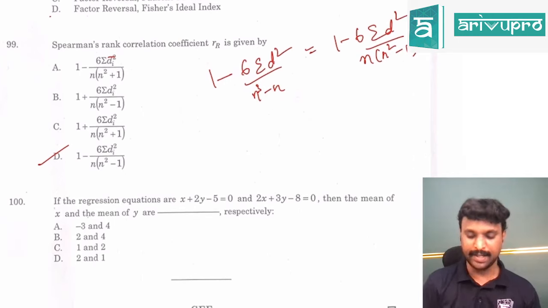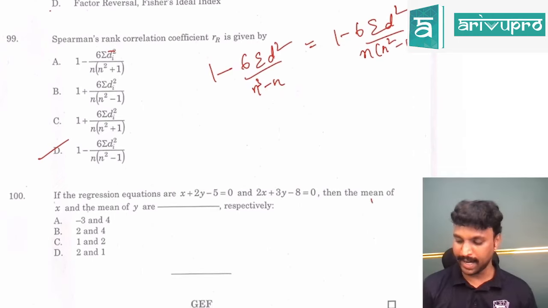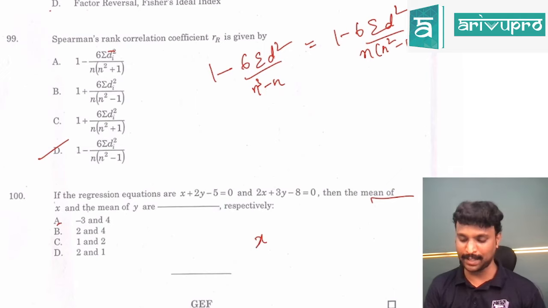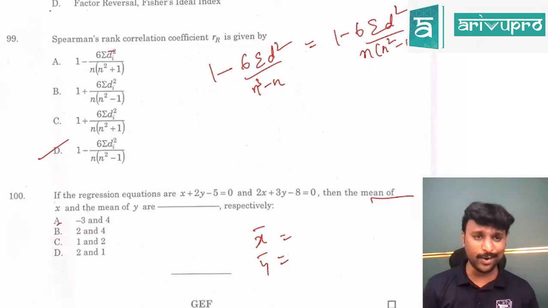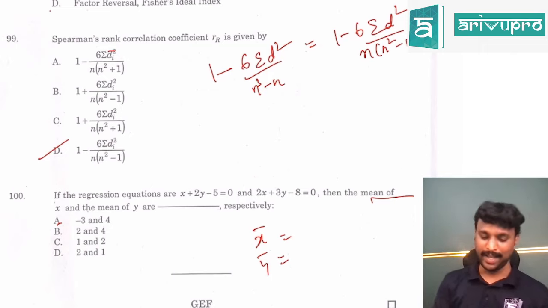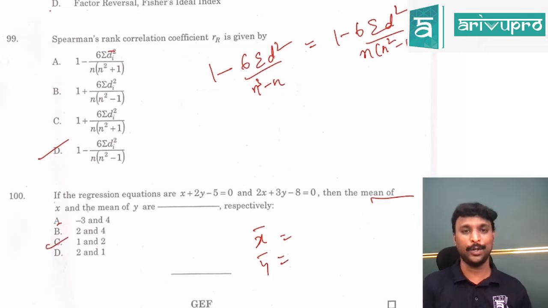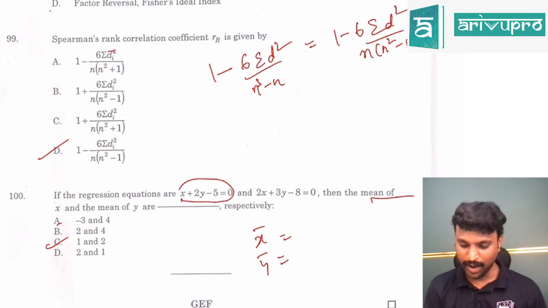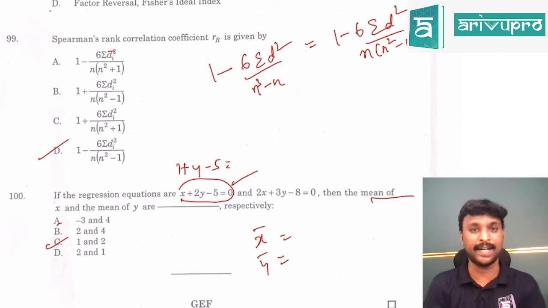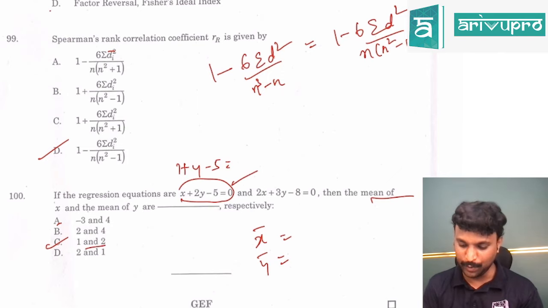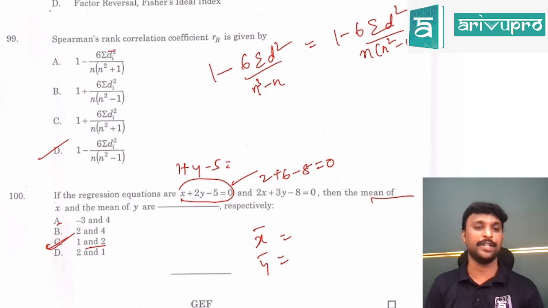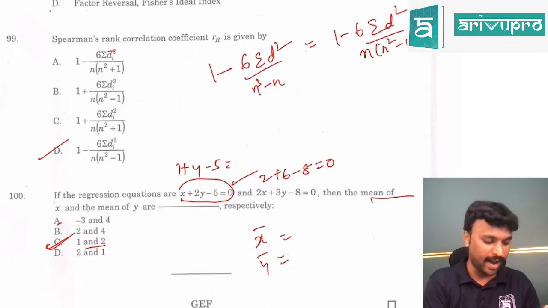100th question, guys, regression equations are given and they're asking us to find the mean values. That means x bar and y bar. How do you find mean values? You have to solve the two equations. You need not solve, just plug in the options. Guys, if you plug in option C, 1 and 2, if you put x equal to 1, y equal to 2, 1 plus 2 into 2 is 4, minus 5. 5 minus 5 is 0. It satisfies the first equation. If you put 1 and 2 in the second equation, 2 into 1 is 2, 3 into 2 is 6, minus 8. So 8 minus 8 is 0. It satisfies both the equations. So option C is the right answer.